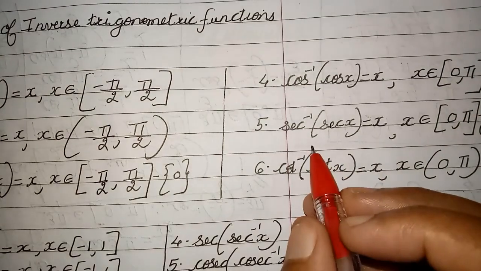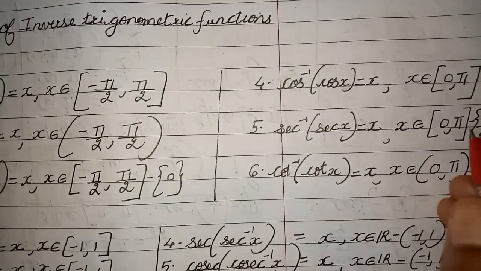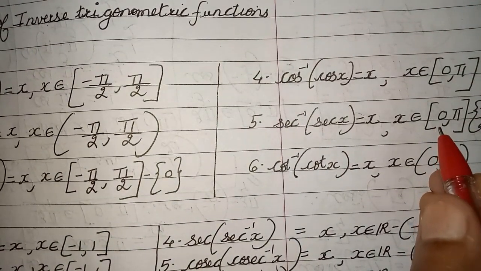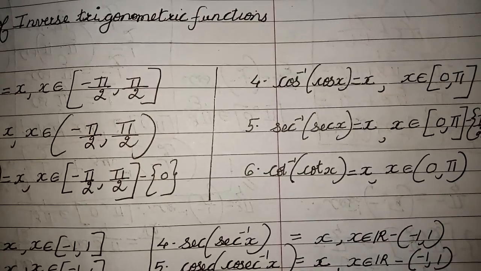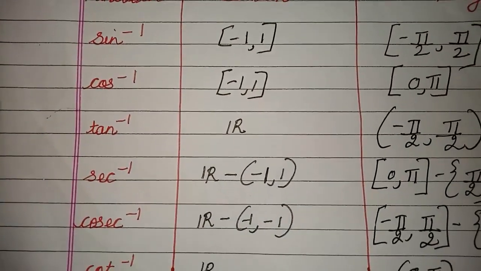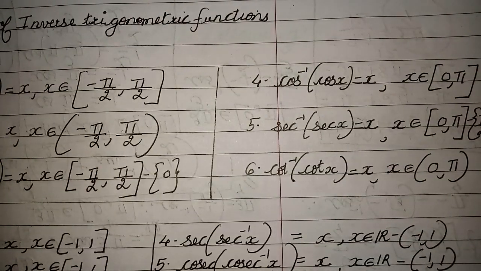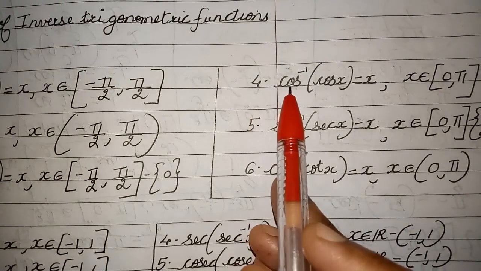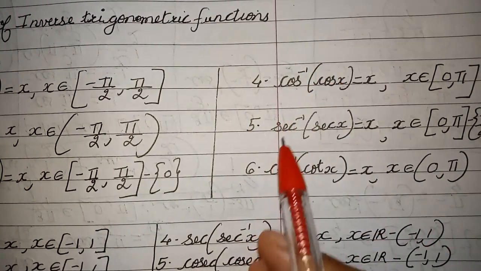Now the next one is sec inverse of sec of x is equal to x, where x belongs to the closed interval 0 comma pi, minus pi by 2. You remember, children, these all are coming from the ranges of my functions sine inverse, cos inverse, tan inverse. So if your x happens to be in this range, your inverse trigonometric function outside and your trigonometric function inside can be cancelled.